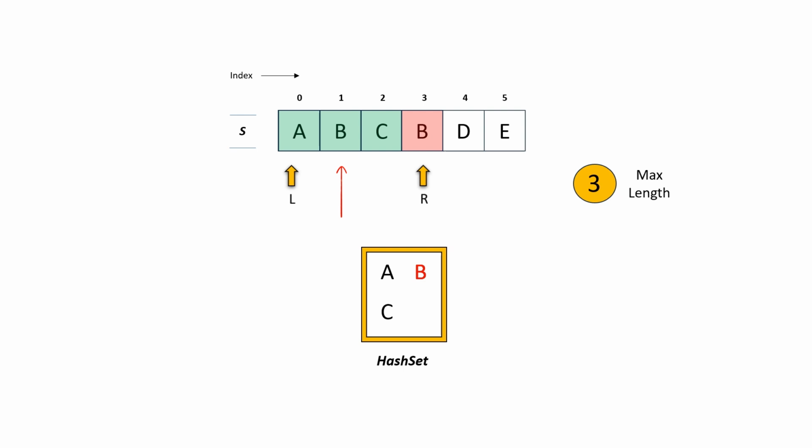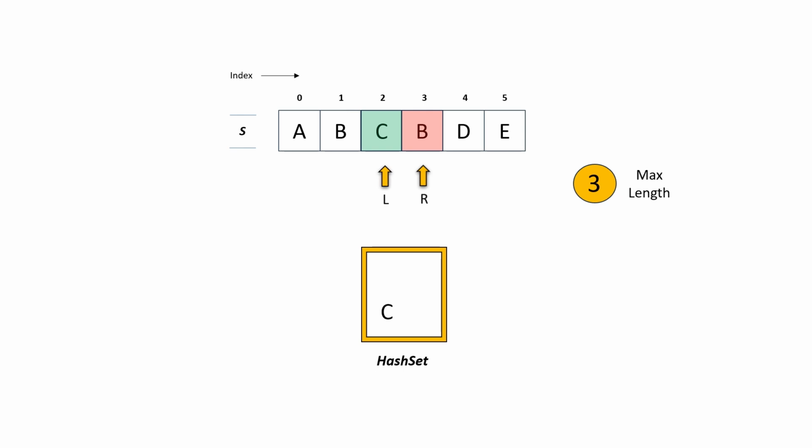To remove the B at index 1, I need to remove all the elements up till that point. So what will I do? I will remove A from my set. I will increment my left pointer to ignore A. Is the current repeating element B removed from my set? No, it is still not. It is still present in the set. So I will remove the character at the L index, which is B. Now that I have removed B and moved forward, B is no more present in my set.